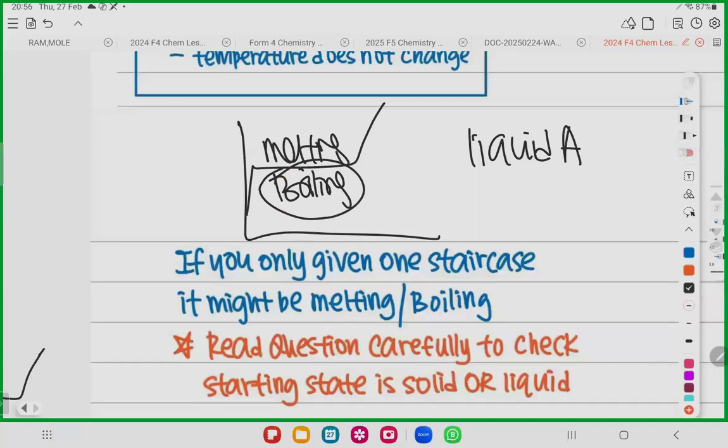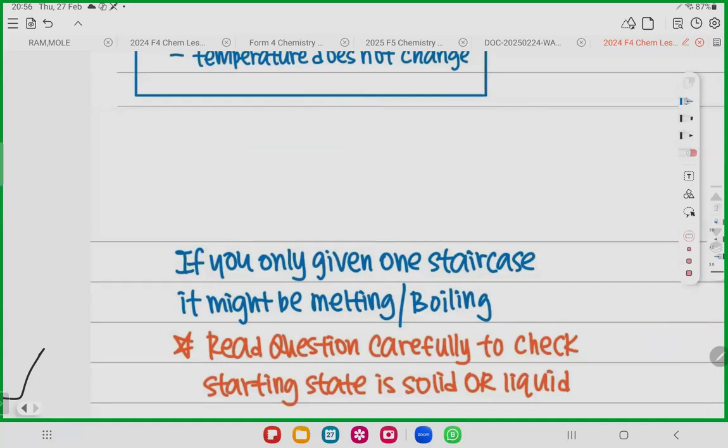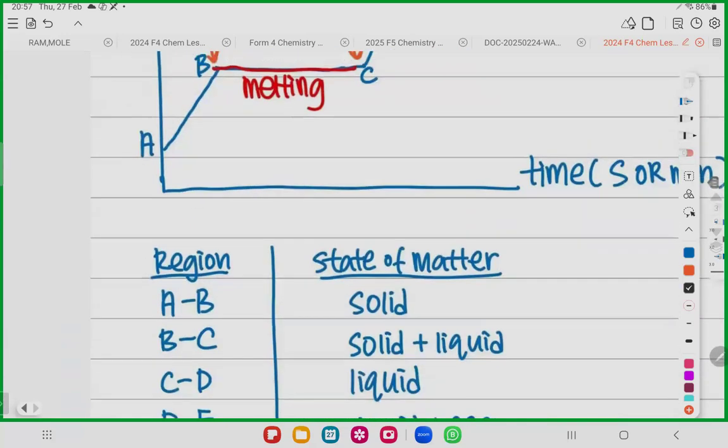Understand? So make sure everyone knows, when you have two staircases, life is beautiful because you know one is melting, one is boiling. But if you only have one staircase, you have to be careful because it might be melting or might be boiling. So how to know? Read the question carefully so that you know you're starting with a solid or you're starting with a liquid.